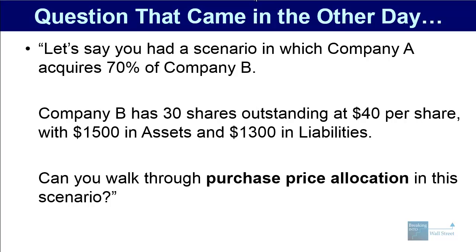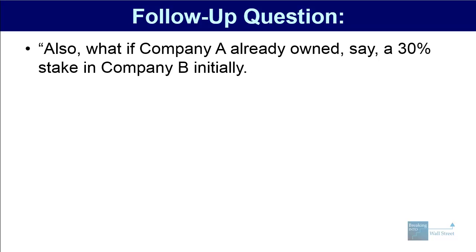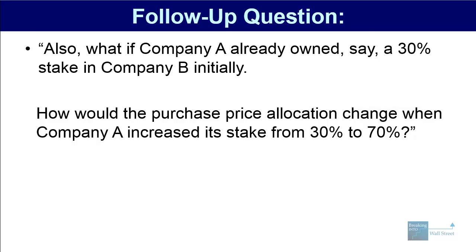So in other words, what happens when a buyer acquires not 100% of the seller, as is typically done in M&A deals, but 70%, or some other percentage that is less than 100%, but more than 50%? And then we also got this follow-up question from the same person on what happens if Company A already owns, say, 30% in Company B, and then Company A increases its stake from 30% to 70%.